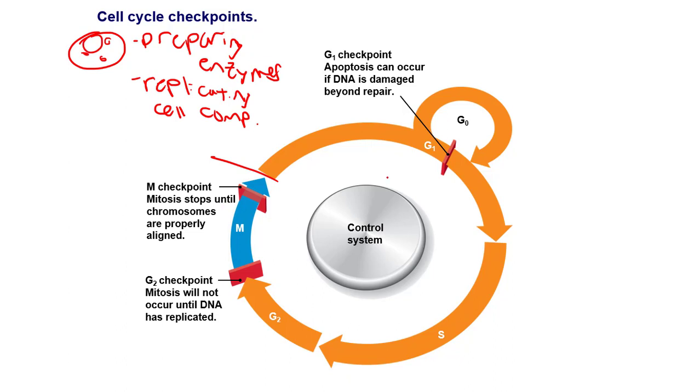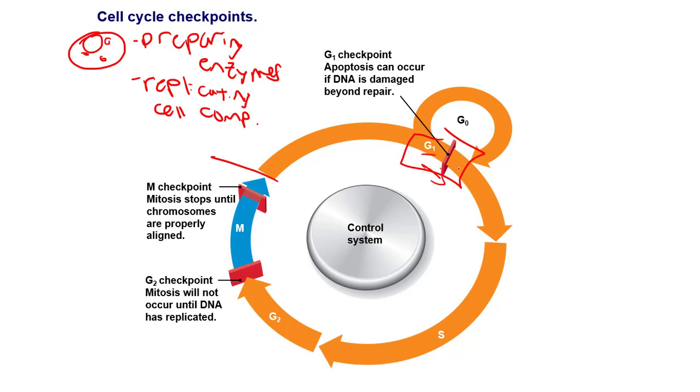And although all the checkpoints are important, I think the G1 checkpoint, in my opinion, is the most important, because this is where it all begins. If a mutated, damaged cell accidentally makes it past G1, it's going to be really hard for it to not replicate at that point. So this is, in my opinion, the most important checkpoint.